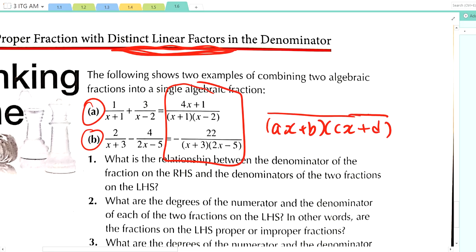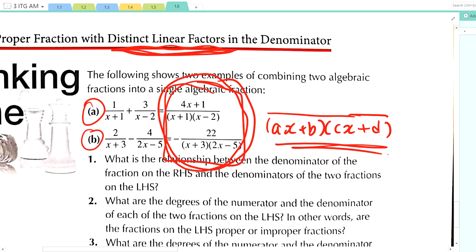So we try and draw a parallel between our results over here with this general form. The denominator will look like this, ax plus b times cx plus d, where the values of a, b, c, and d are constants. Okay, so now we are going backwards.